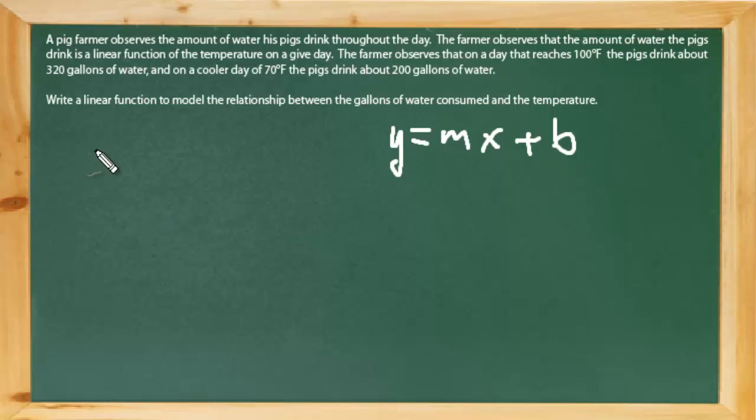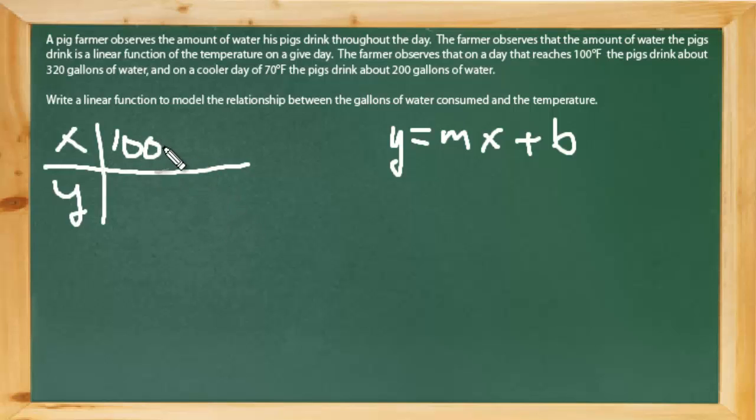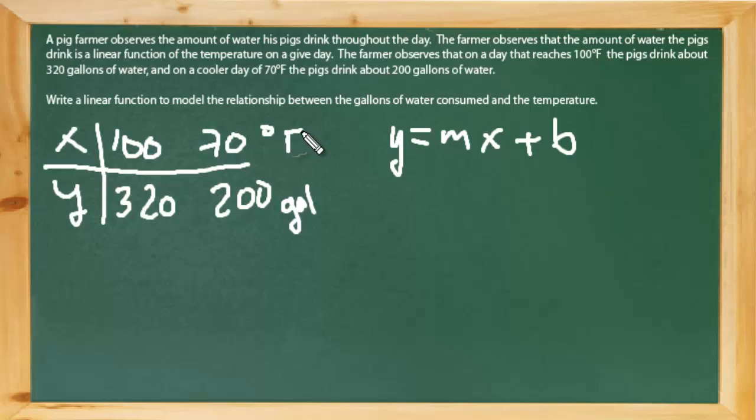So now looking at this, we can set this up quickly and say, what is our x and what is our y? In this case, we have 100 degrees and 70 degrees, or x, and we have 320 gallons and 200 gallons. Maybe I should write that out. Gallons, and this is our degrees Fahrenheit.